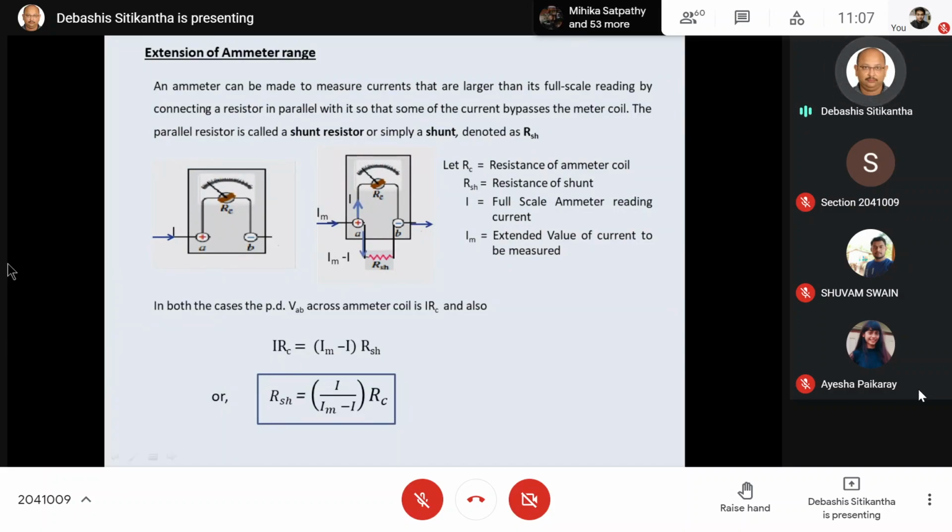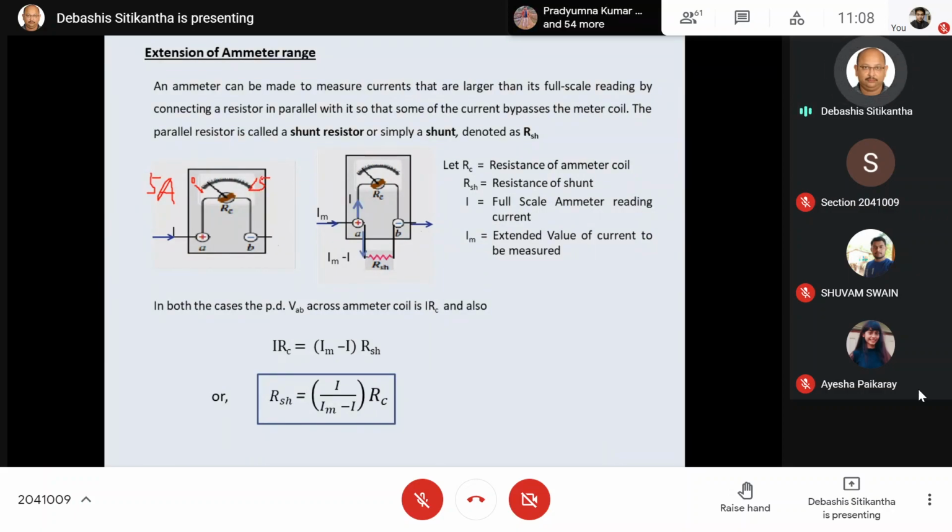Now, let us say that I am having an ammeter. So, this is one ammeter, and this ammeter is capable of measuring a maximum current of 5 amps, let us say. Now over here, the least current that it can measure is on this graduated scale at 0 ampere. Similarly, the maximum current that it can measure, let us say, is 5 ampere.